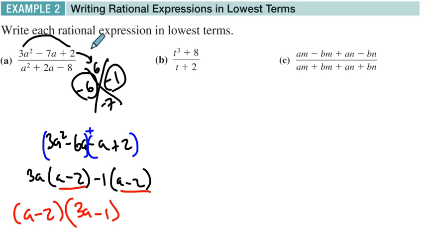So what we've just done is all this work to replace the numerator. The numerator now is a minus 2 times 3a minus 1. That's all we've done: we just rewrote the numerator from expanded form to factored form. This is the exact same thing. They're equivalent, just written in different forms. But now let's deal with the denominator.